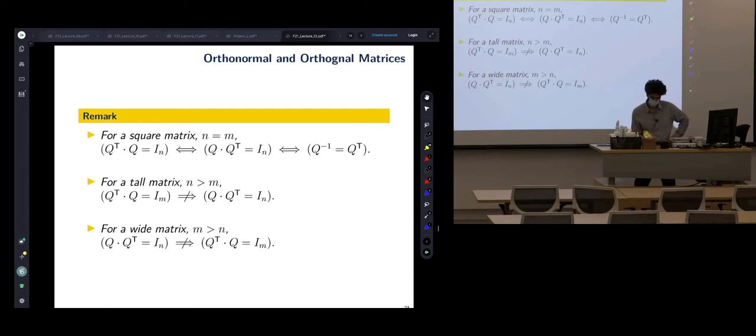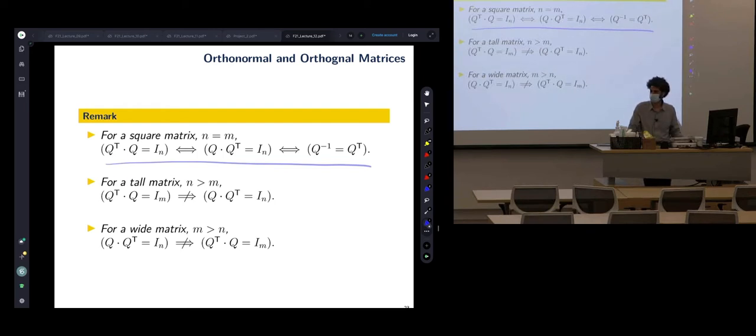Remark. For a square matrix, it is true that Q transpose Q equals the identity of size n. Also, Q times Q transpose equals the identity matrix of size n. And therefore we have if and only if, Q inverse equals Q transpose. Now, this is not true for tall and wide matrices because it doesn't work both ways. For a tall matrix, you have more rows than columns, so we go with the smaller number, columns. For a wide matrix, we go, again, with the smaller number, which is n.